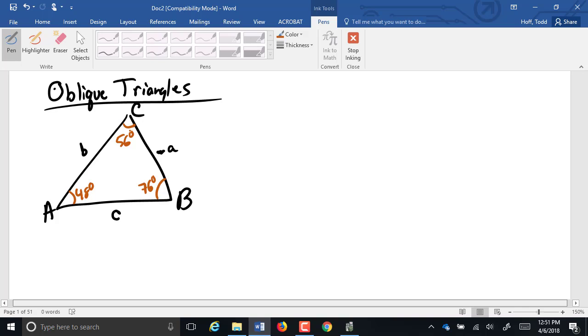What's that? That's not oblique? Well, it is oblique. There's no right angle in it. It's not obtuse. Oblique just means no right angle.